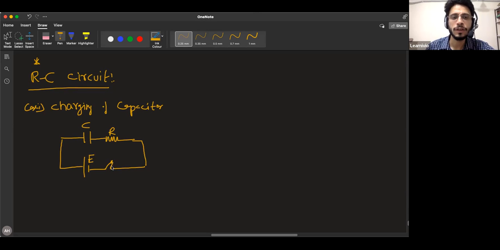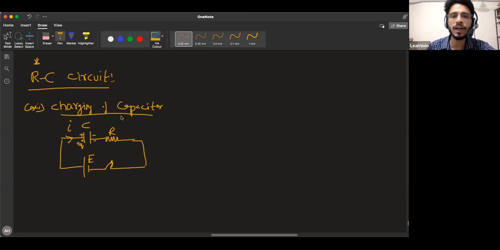When you close this key, the charge on the capacitor starts increasing. The capacitor starts charging. No, sorry, current will not increase, current will decrease, but the charge on the plates of the capacitor will keep on increasing until your capacitor becomes fully charged. When it becomes fully charged, it will not withdraw any charge from the circuit. That means there is no current in the circuit, so the current is zero.